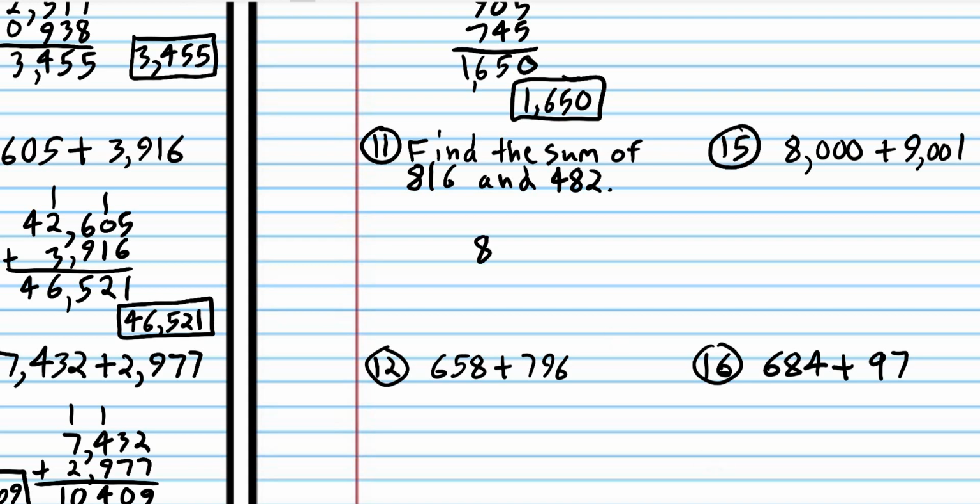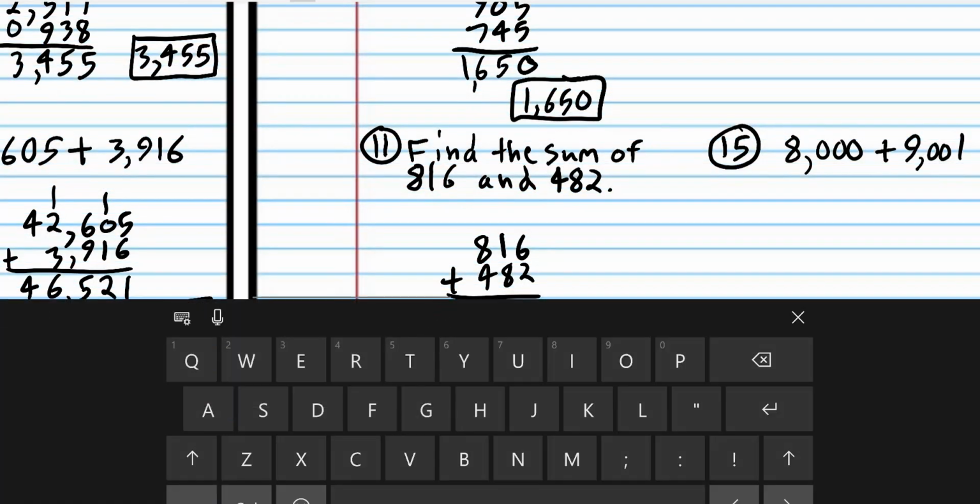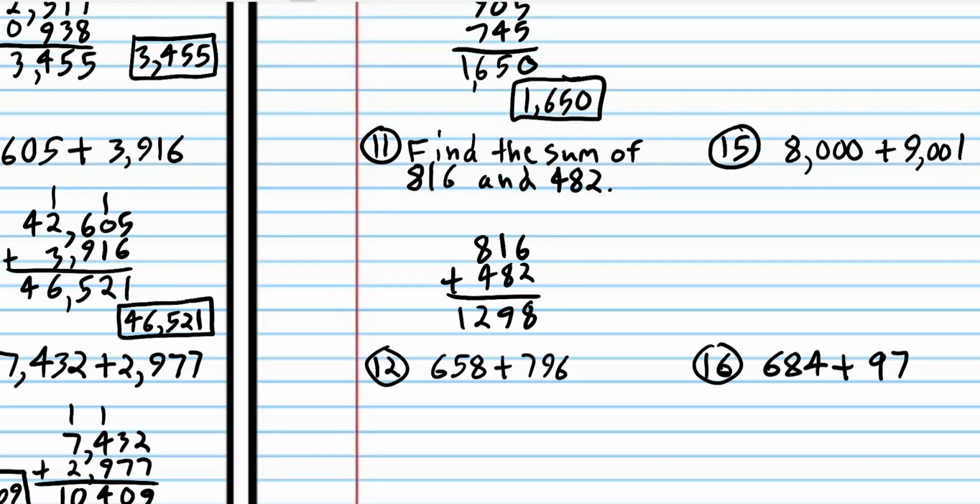All right, now we're back. 816 plus 482. 2 plus 6 is 8. 8 plus 1 is 9. 4 plus 8 is 12. So again, because 8 and 4 were the last numbers to the left, when we added them, we didn't have to carry. We just wrote the 1 in place. All right. So the answer is 1,298.